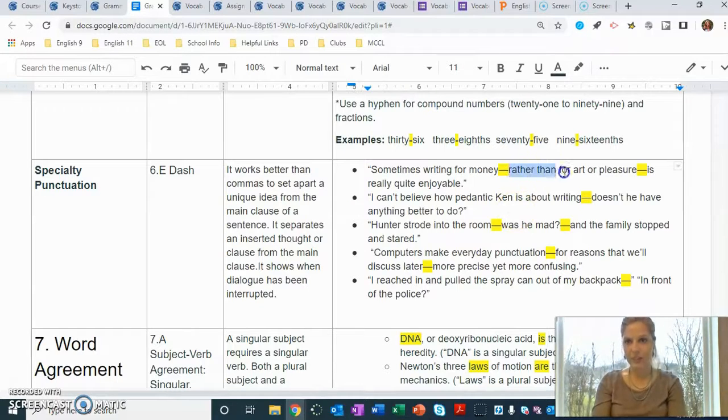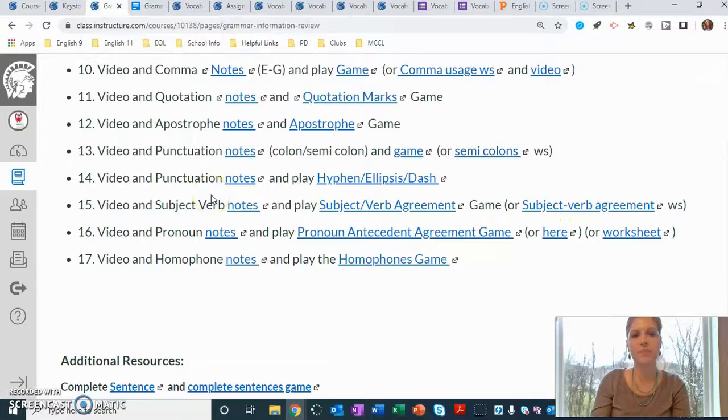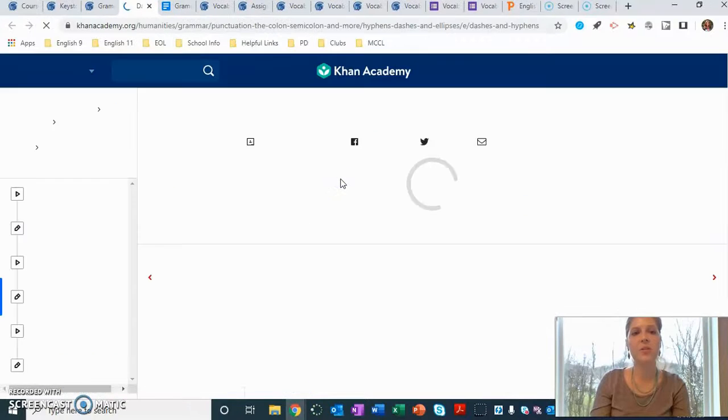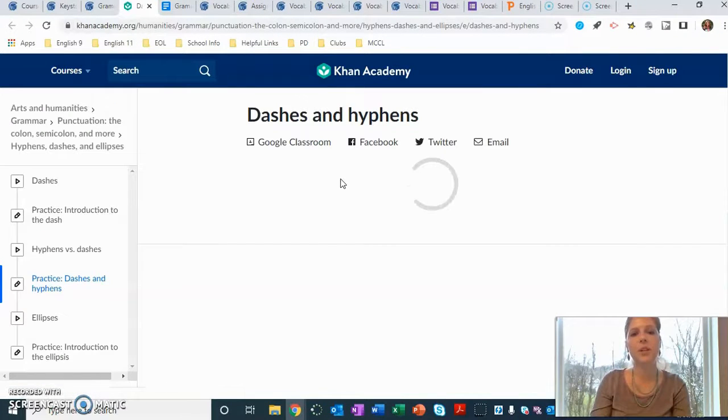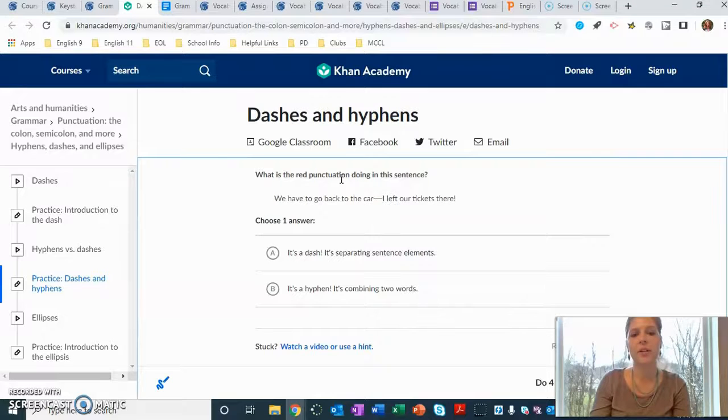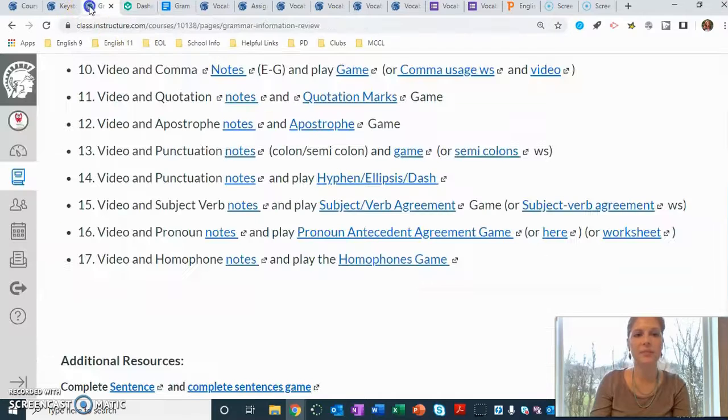So like this phrase, you could use commas around it, you could use parentheses around it, but you might want a longer pause, so then you would use a dash. Sometimes writing for money, rather than art or pleasure, is really quite enjoyable. Or if you're writing dialogue and you want the person to be interrupted, you do a dash at the end of it. So that is your specialty punctuation. I have a game that you can play. Not really a game, Khan Academy. So you can go through and do that.